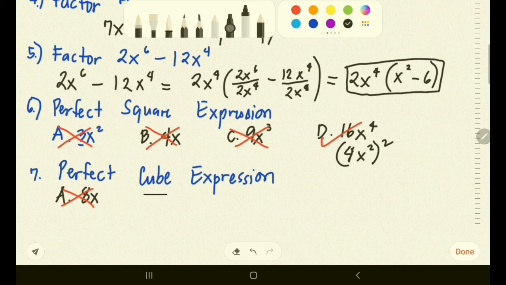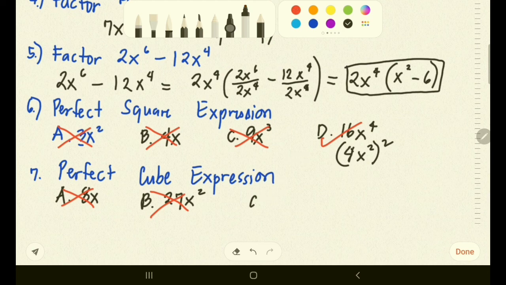Okay, next. You have here 27x squared. 27 is a perfect cube, but x squared is not a perfect cube. So this cannot be a perfect cube expression.